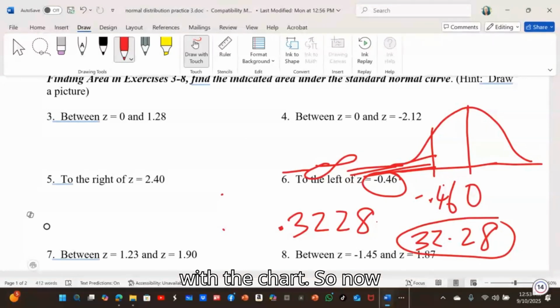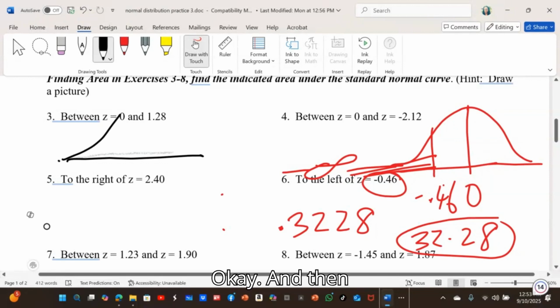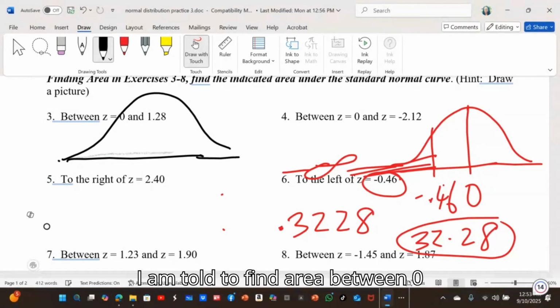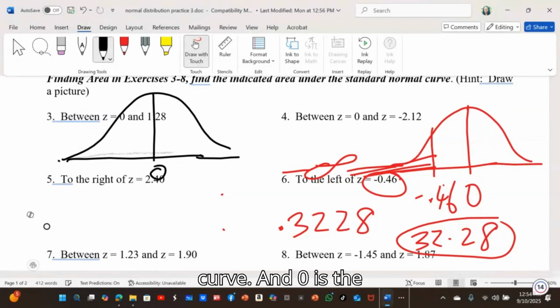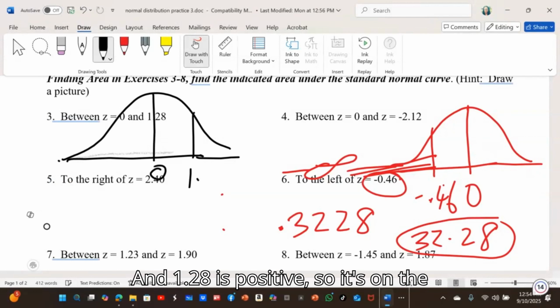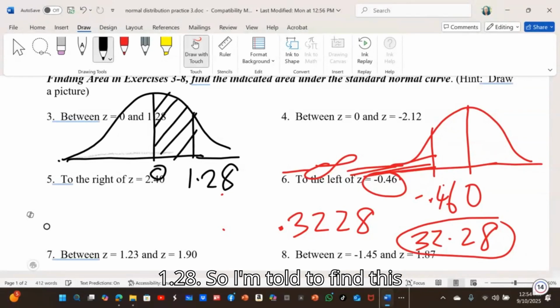So now we are going to do number 3, area between. I am told to find the area between 0 and 1.28. 1.28 is on the right-hand side of the normal curve, and 0 is the mean. The standard score of the mean is 0, and 1.28 is positive, so it's on the right-hand side. This is a sketch of 1.28. I'm told to find this shaded area, so this is area between.